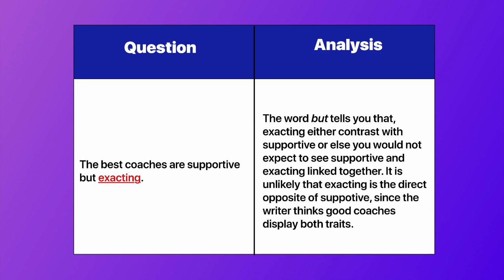In other cases, sentences may contain words that signal that the underlying word contrasts with or forms an unexpected combination with another idea in the sentence. Consider the following example. The best coaches are supportive but exacting. The word "but" tells you that exacting either contrasts with supportive, or else you would not expect to see supportive and exacting linked together. It is unlikely that exacting is the direct opposite of supportive, since the writer thinks that good coaches display both traits. In fact, exacting means making large demands. Thus, the prediction above is correct.